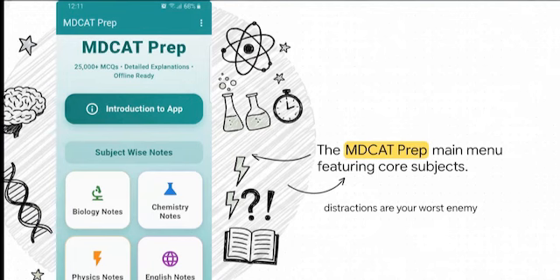Right off the bat, the core dashboard is super intuitive. You've got instant access to all the heavy hitters you need: biology, chemistry, physics, and English. But the real kicker here? It's all about offline accessibility. Because let's face it, your phone's notifications are literally your worst enemy when you're trying to prep for exams.